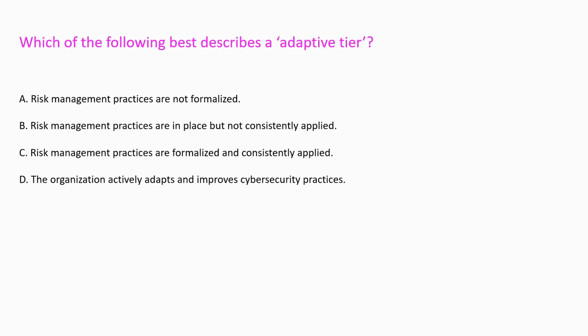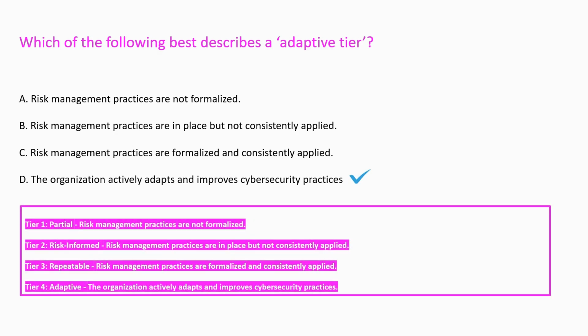Which of the following best describes an adaptive tier? Already discussed option D. First one is partial, option B is about risk informed, option C is about repeatable, and option D is about adaptive.